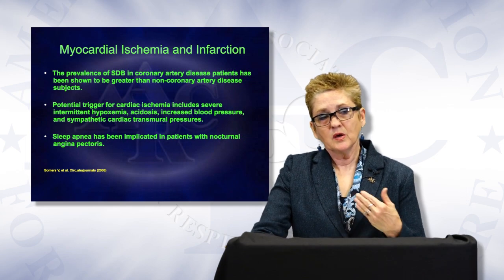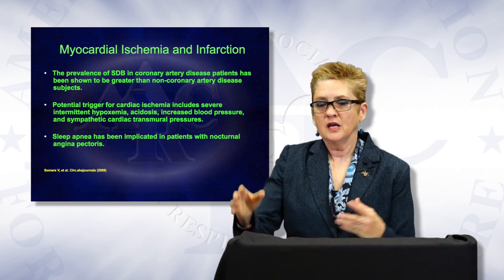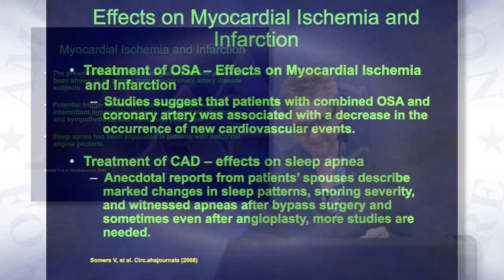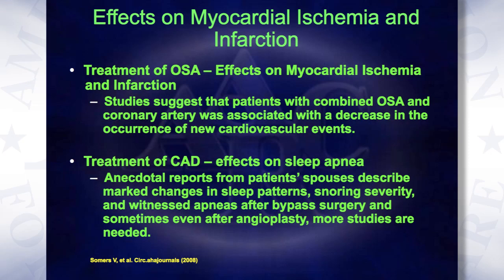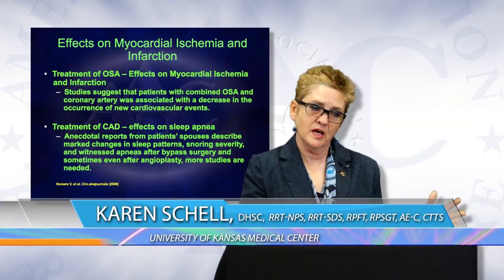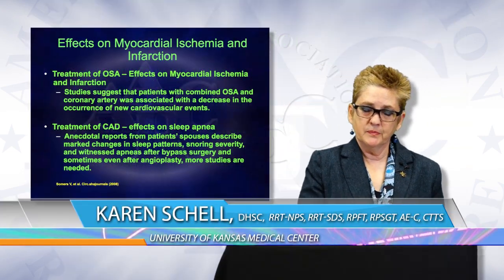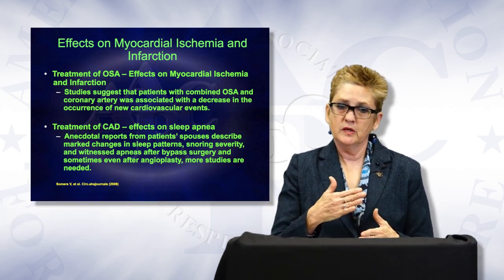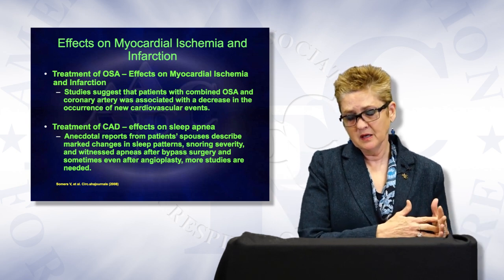And so again, going back to our screening tool and looking at the whole picture of the patient, and not just focusing on the heart, is important to do. If we look at the effects of treating myocardial ischemia and infarction, the treatment of OSA can suggest that patients with combined OSA and coronary artery disease have a decrease in the occurrence of new cardiovascular events. So if we can treat those patients that have cardiac events, arrhythmias, ischemia or infarction, then we have decreased the risk of those happening again.